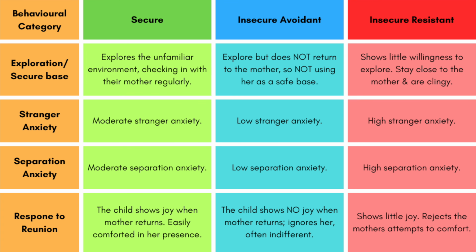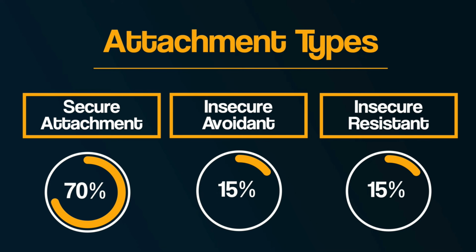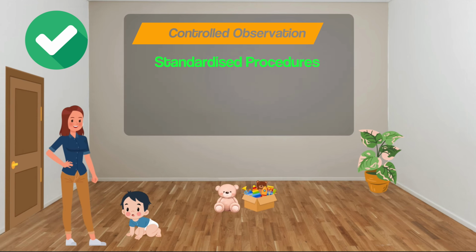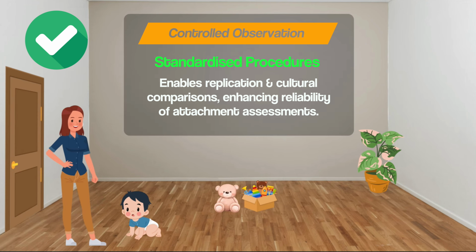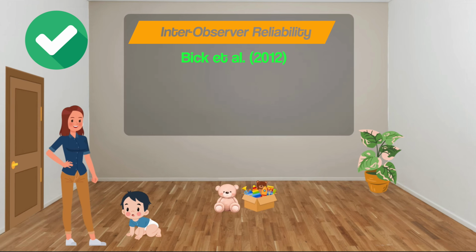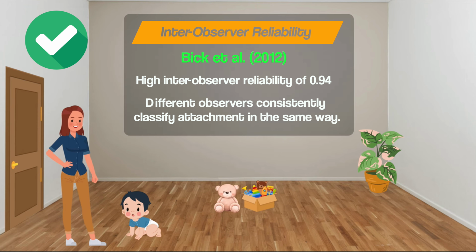and rejecting comfort. In Ainsworth's study, 70% of the children were securely attached, 15% were insecure avoidant, and 15% were insecure resistant. A strength of Ainsworth's strange situation is that it's a controlled observation, allowing for standardization across procedures. This consistency enables replication and cross-cultural comparisons, enhancing the reliability of attachment assessments. Furthermore, the strange situation demonstrates high reliability, with inter-observer reliability shown to be very strong, a correlation coefficient of +0.94. This means that different observers consistently classify attachment behaviours in the same way, supporting the method's dependability.